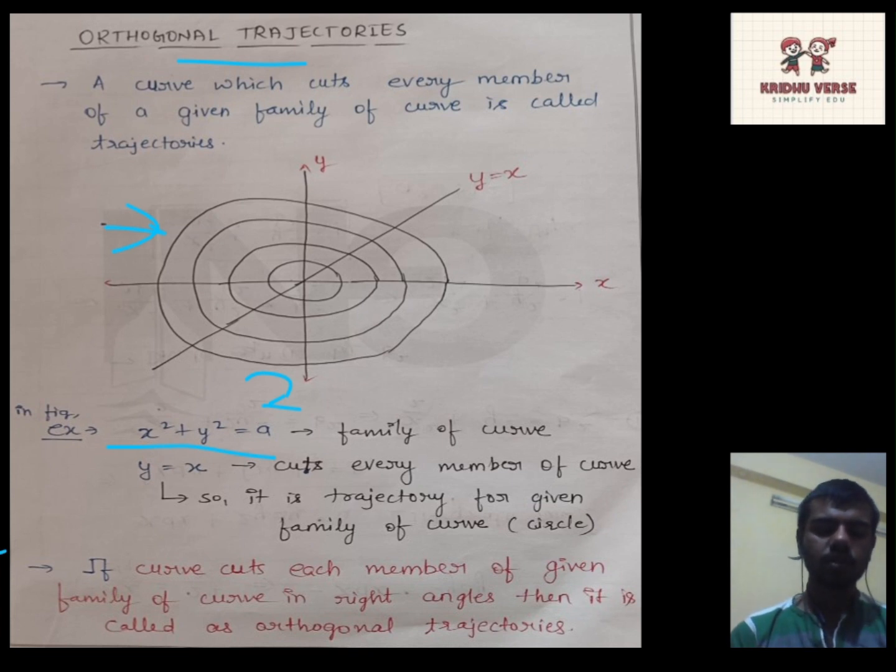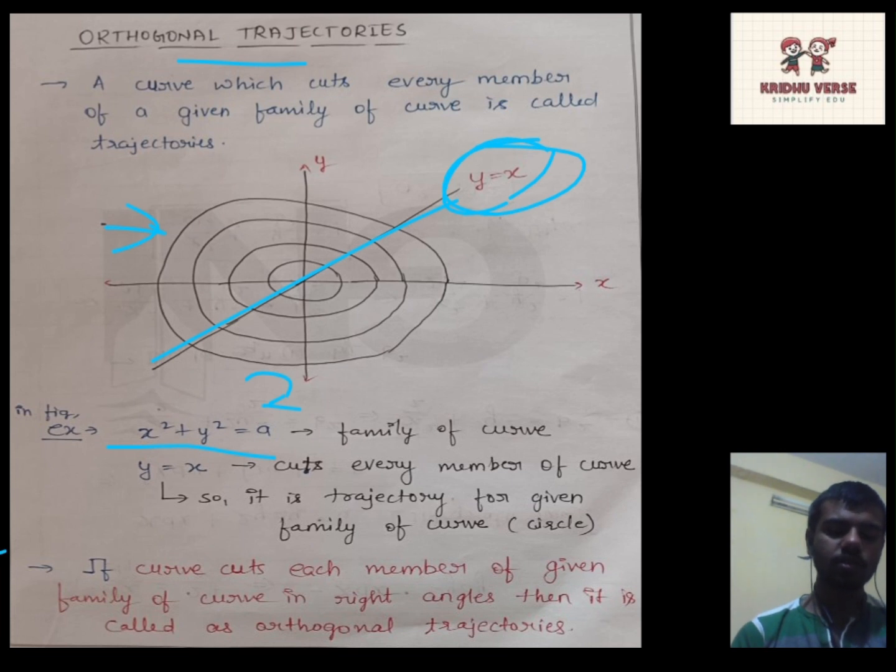Now this y equal to x curve is cutting each member of the family of circles. See, from here to here it is going directly. So it is cutting every member of the circle family. Okay, so this is called a trajectory. Now if this straight line cuts this circle family of curves at right angles, then it is known as the orthogonal trajectory.